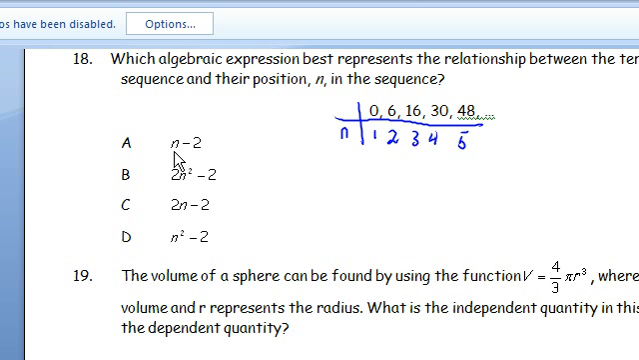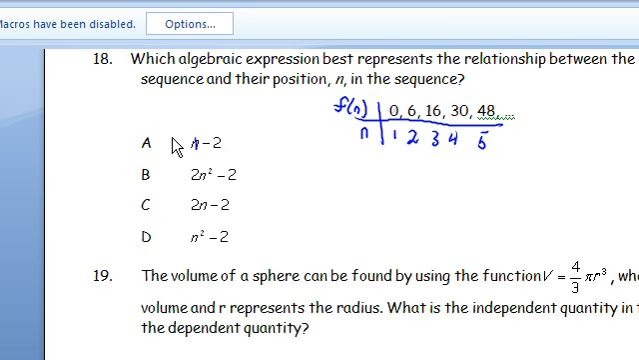So in our first position, if n were 1, 1 minus 2 would be negative 1. So nope, that does not work. So this would be like a function of n, f of n. So if we plug in 1 here, do we get 0? No. Let's go down to b. If we plug in 1 here, we get 1 times 1 squared is 1, times 2 is 2. 2 minus 2 is 0. Okay, so that one would work.